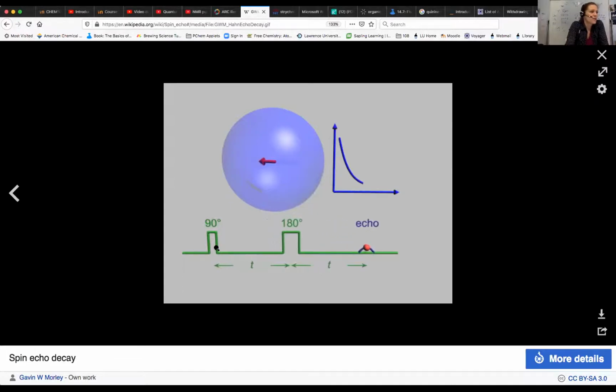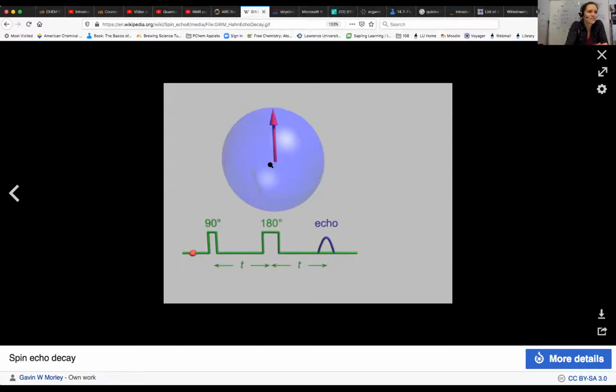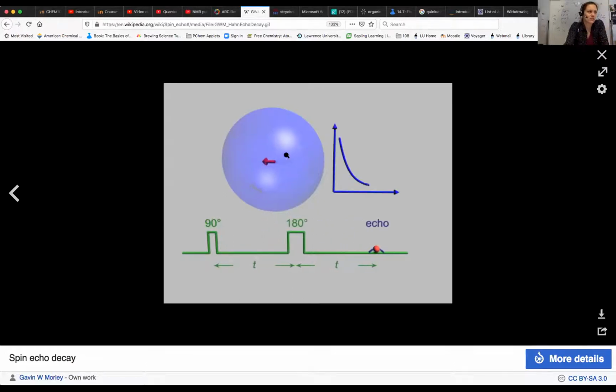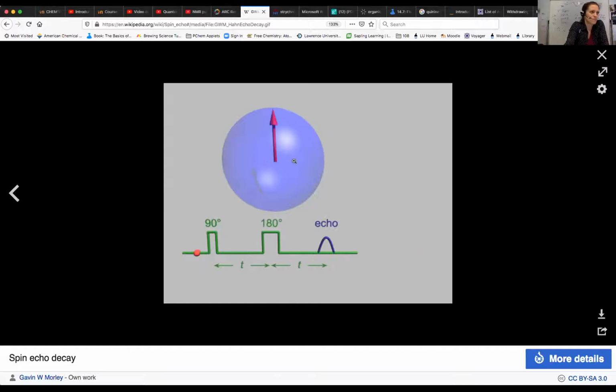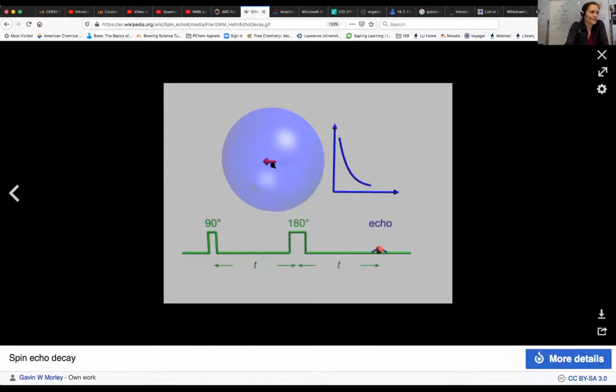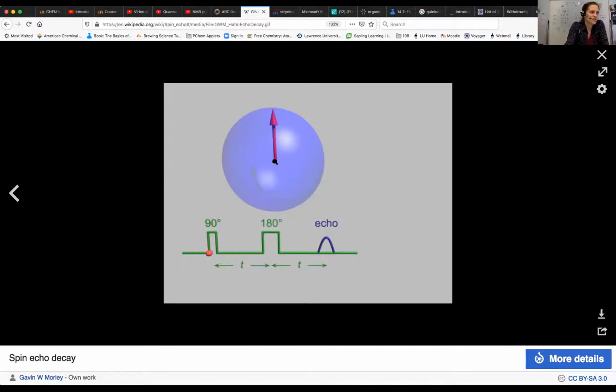So the 90-degree pulse. So first of all, this red thing is the magnetization vector. So this is the Z0 magnetic moment that is being projected onto the Z-axis. So it's starting in the up direction, and then you can imagine this is the X direction, this is the Z direction. So we put it out of alignment, so it's a 90-degree pulse, and so it flips.